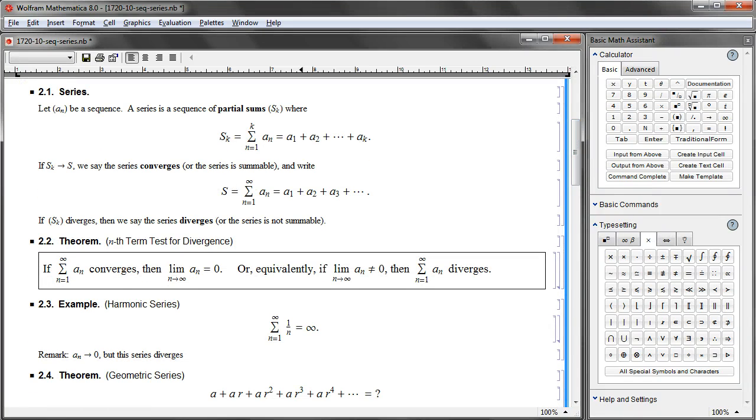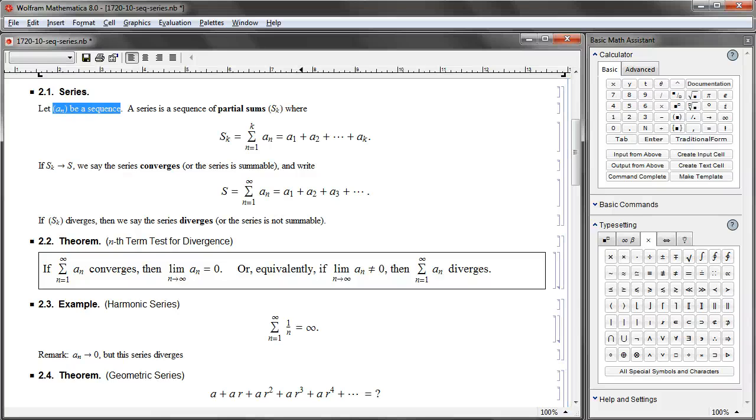Let's begin with a sequence, a_n, and let's define a sequence of partial sums by S_k equals a_1 plus a_2 plus all the way up to a_k. And we call this a series. According to my definition, a sequence of partial sums and a series are the same. Now that we have defined series, or sequence of partial sums, we can consider its convergence. If S_k converges to S for some number S, we say the series converges, or it is summable, and we write like this: S is a_1 plus a_2 plus a_3 plus also on.